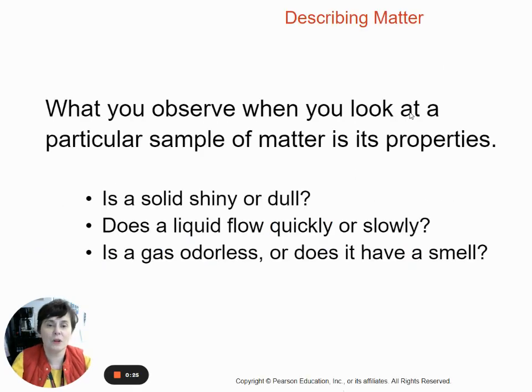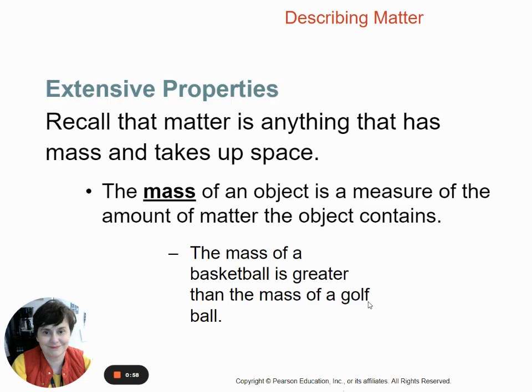All right. We're going to think about what you observe when you look at a particular sample of matter and its properties. Do you look at a solid and say, is it shiny or is it dull? Do you have a liquid that flows really quickly like water or really slowly like syrup? Is a gas odorless or does it have a smell? There is a difference between smelling just regular air and smelling what enters the air when somebody hits a skunk. That is a difference. What a skunk lets out when it gets hit by a car is not odorless.